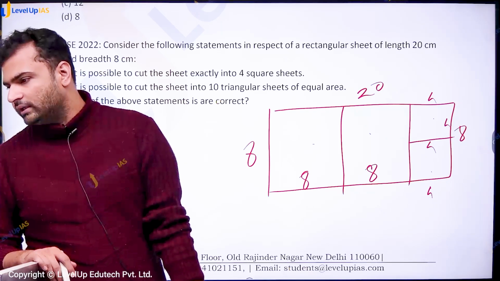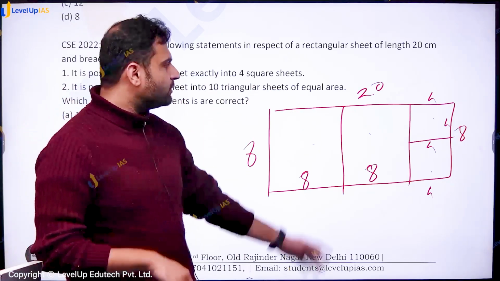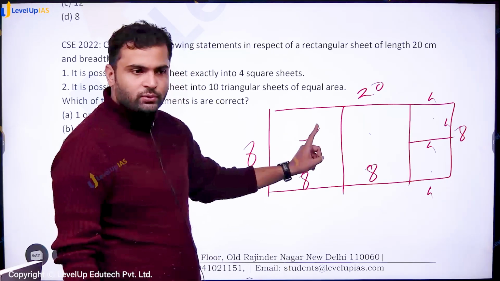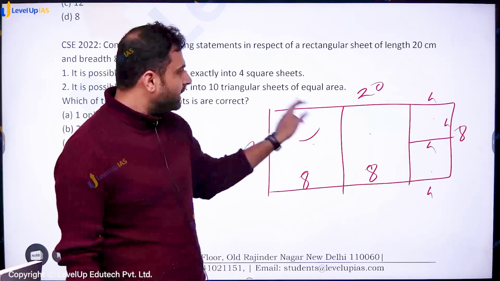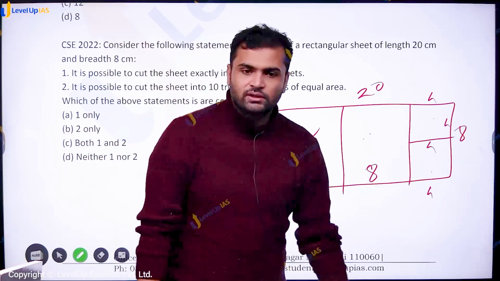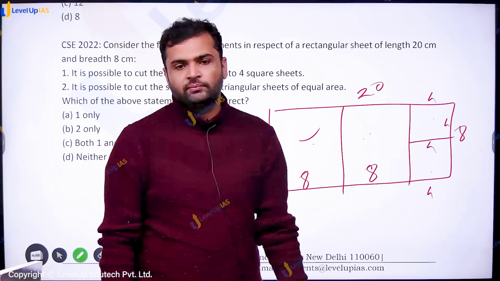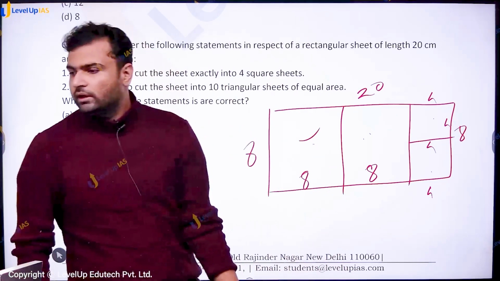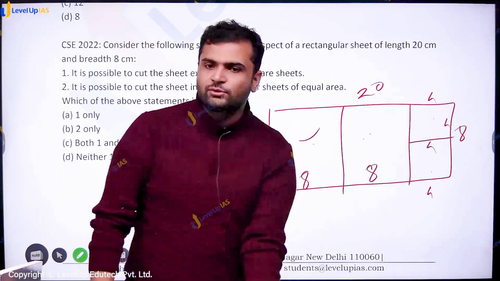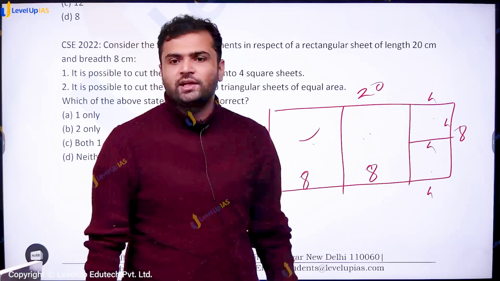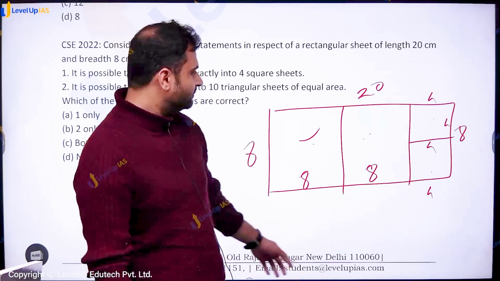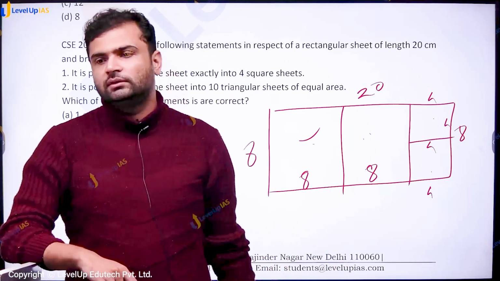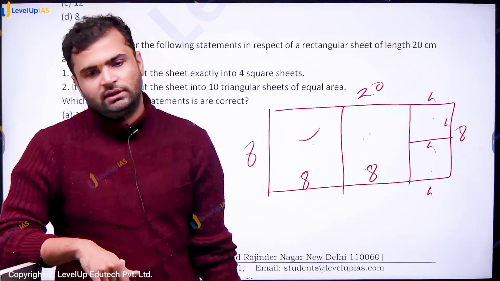Exactly 4 is written, yes, but the size of the square is not written. Now this is a square, this is a square. Yes, one square of 8 into 8 size, 8, 8, 8, 8. Again one square. And these two are different squares. So there we have exactly 4 squares. No problem. That is not given.